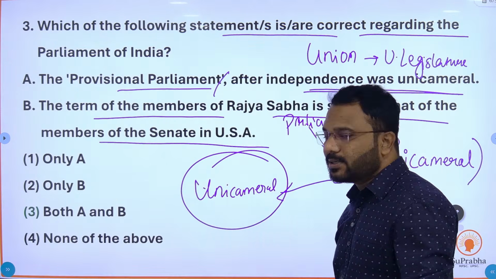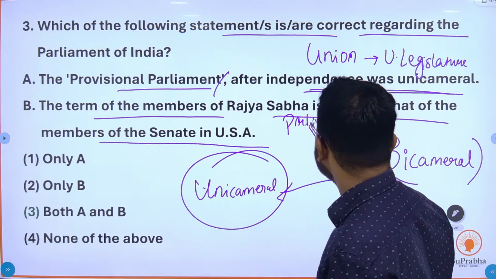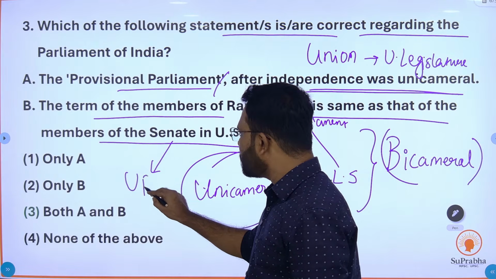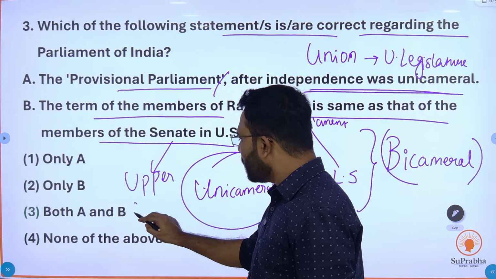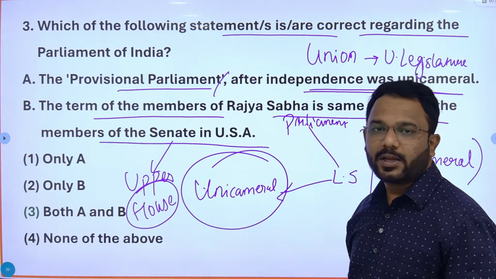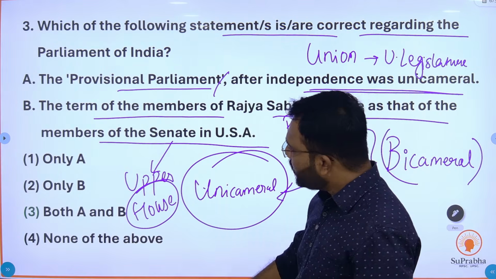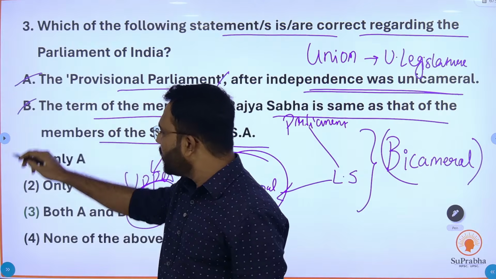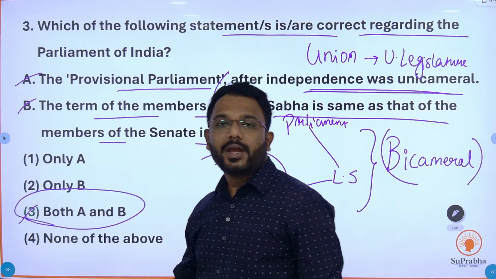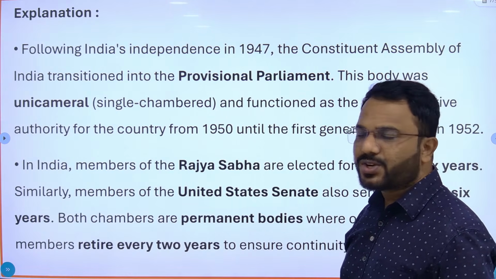And the second statement says the term of members of Rajya Sabha is same as that of members of Senate. Senate means the upper house of USA, the upper house of US Parliament. There the upper house is known as Senate. So here you can see that both the statements are right. So the right option would be option number 3, both A and B. Okay. Let's move on to the explanation part.